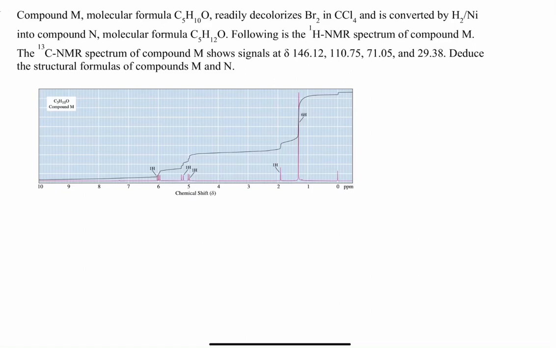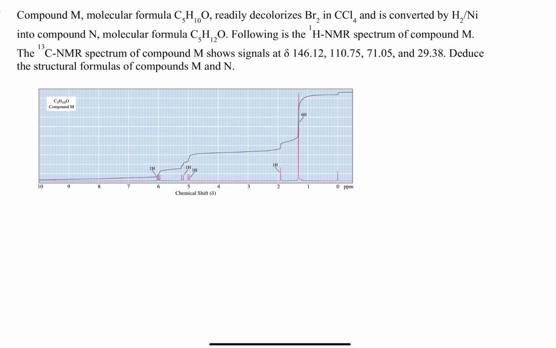Compound M has a molecular formula of C5H10O, and it decolorizes bromine in carbon tetrachloride. Now, here is the first clue for us to identify compound M. So, what kind of compounds decolorizes bromine in carbon tetrachloride? Something that is going to have unsaturation. So, this is going to have some unsaturation.